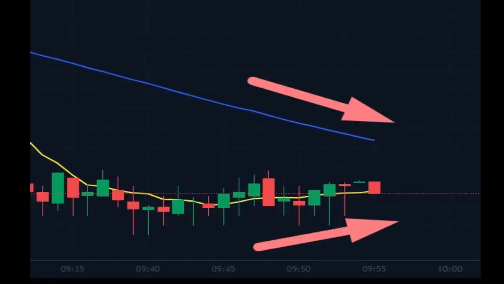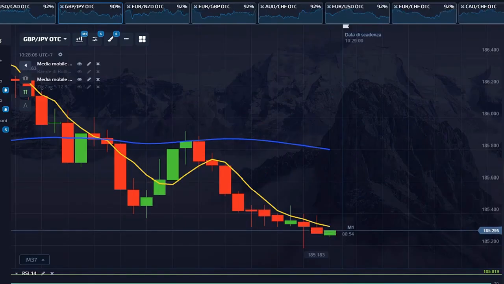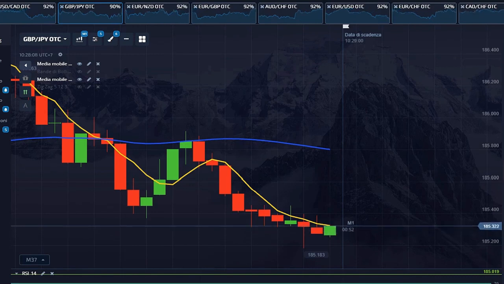Attention! If the curves have discordant directions, for example, one goes up and one goes down, no positions are opened, as in the figure. Position opening.